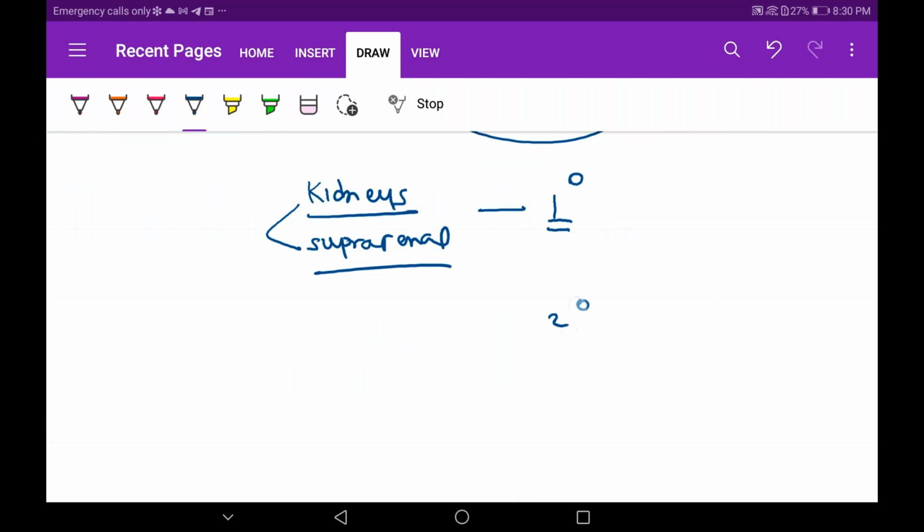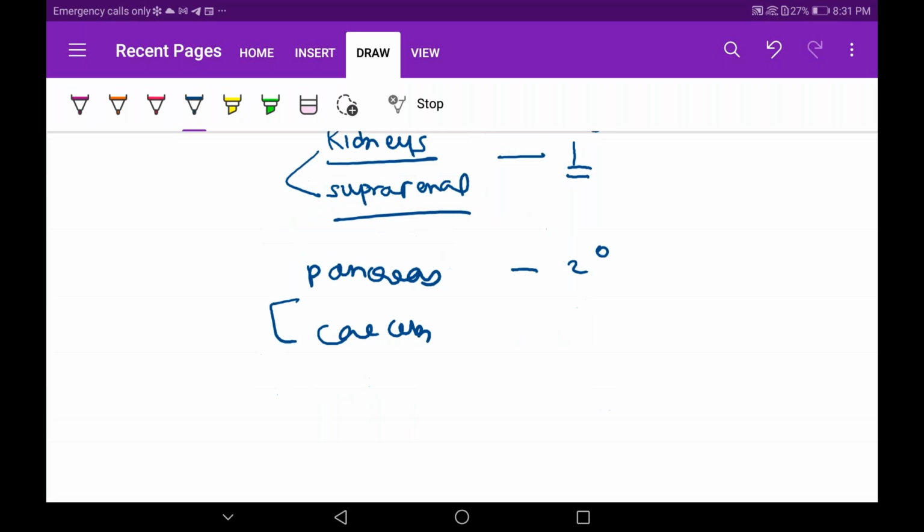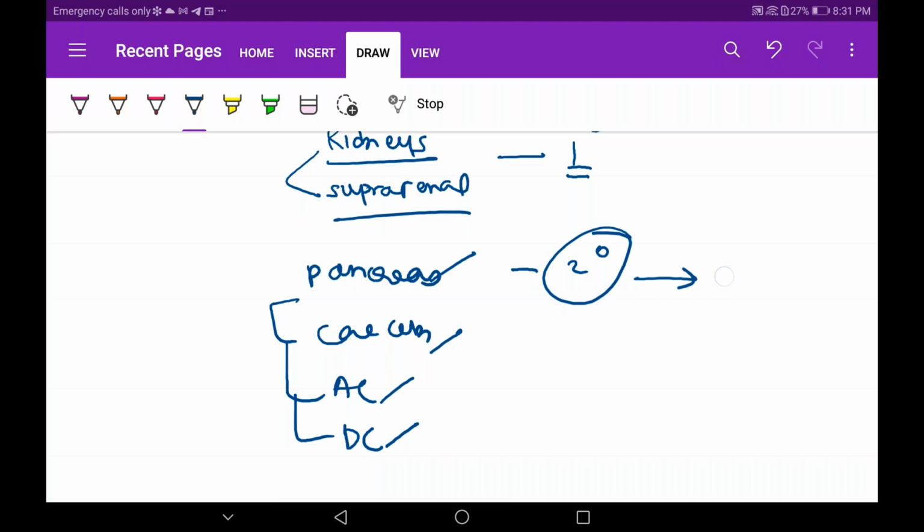Secondarily means after development, after a few days, these organs become secondarily retroperitoneal. So pancreas, cecum. I don't want to confuse you guys, but in the textbook they have given duodenum some part, something like that. So I think we need to avoid duodenum over here. Apart from that, you have ascending colon and descending colon. Cecum, ascending colon, descending colon, pancreas, these are secondarily retroperitoneal, meaning they will take time to become retroperitoneal.